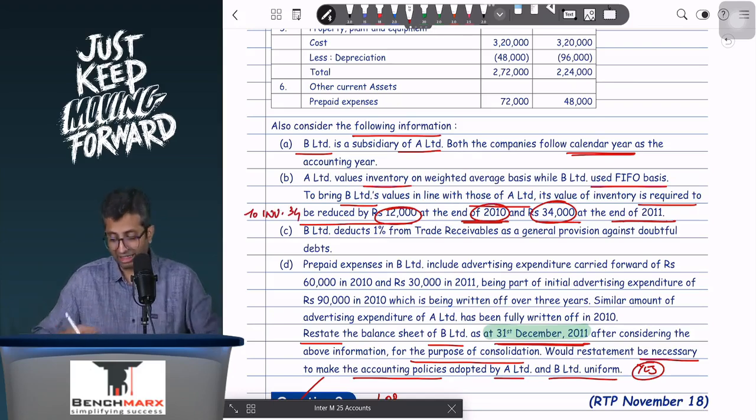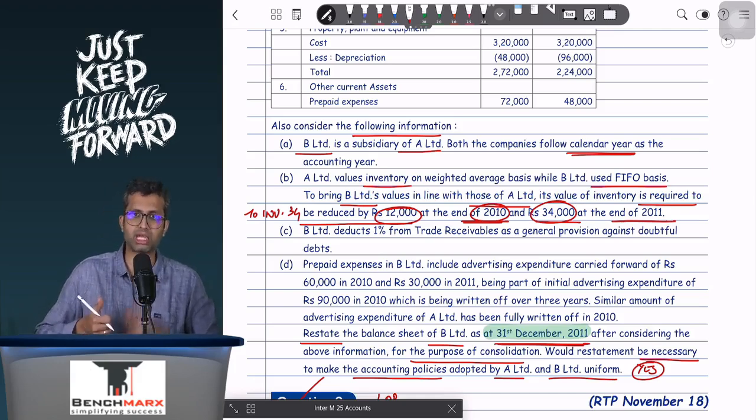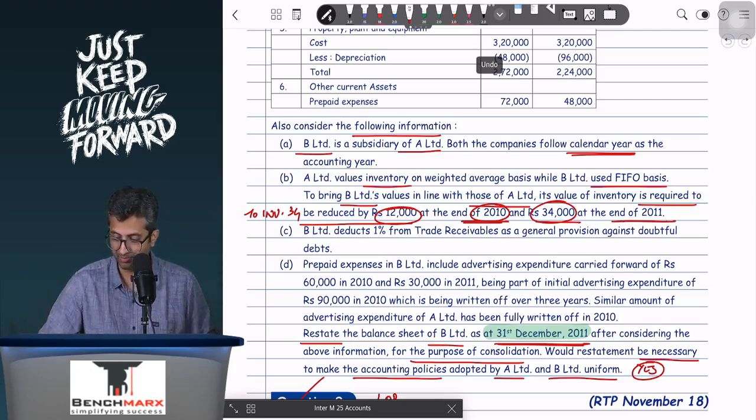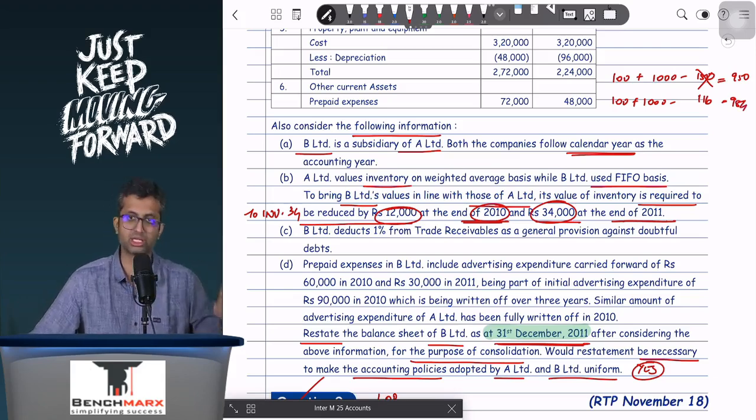Well, if inventory, that is closing stock, reduces by 34,000, COGS increases, and if COGS, that is a cost, increases, profit falls. Remember, if my working was 100 plus 1000 minus, for example, 150, my COGS would have been probably 950. Now if I reduce this by 34, this will come to, let us say, 116. This is 100 plus 1000 minus 116, and hence this will come to 984. So the COGS increases, the cost increases, the profit falls.